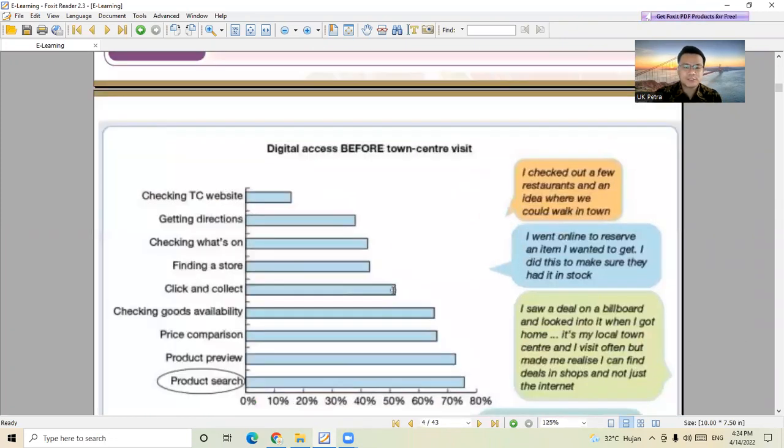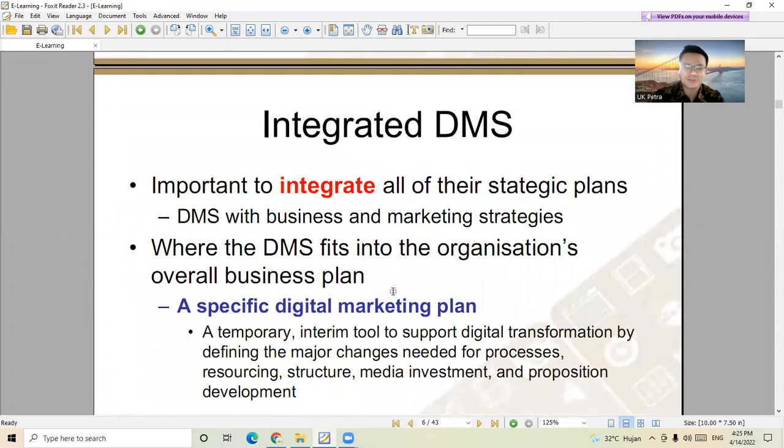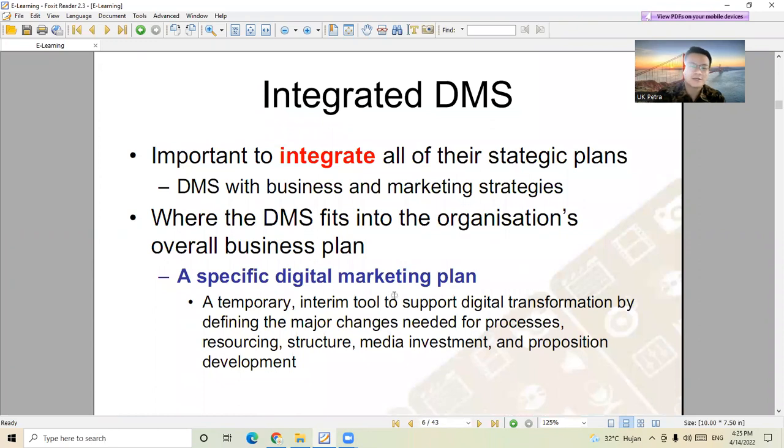I will skip these 2 slides. Since there are so many slides here, I will try to make it quick and concise.